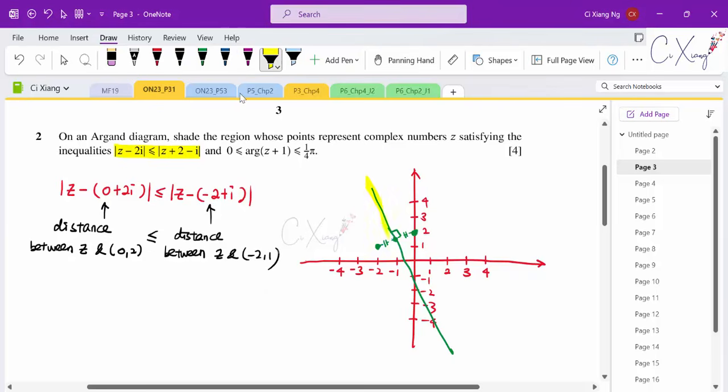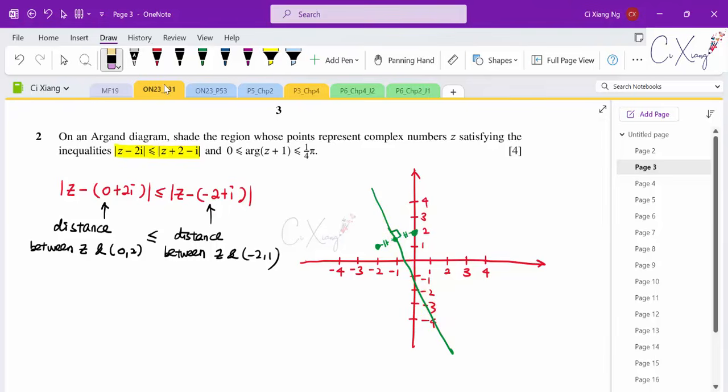Z means this line. Any point on this line is basically the z. Okay, then if my z is at this point, can you see the highlighted point? It's at the midpoint. If my z is here, that means the distance from z to 0, 2 will be equal to the distance from z to negative 2 and 1. So this is the midpoint. Midpoint means the distances are equal, right?